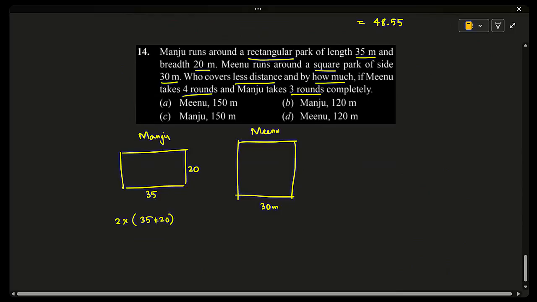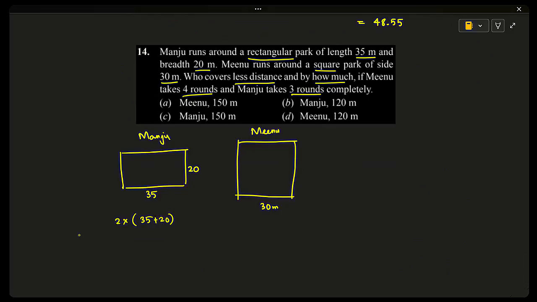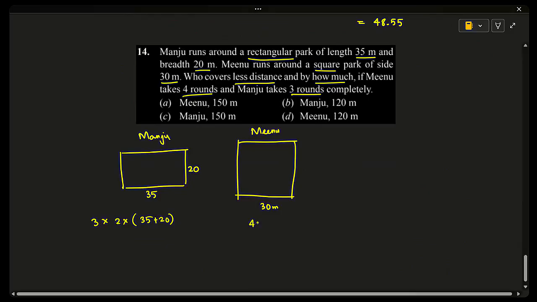But Manju is taking how many rounds? Manju is taking 3 rounds. So multiply this by 3. Square perimeter we know 4 into side, that is 4 into 30. But Meenu is taking how many rounds? Meenu is taking 4 rounds. So let us simplify this and find who is covering less distance.